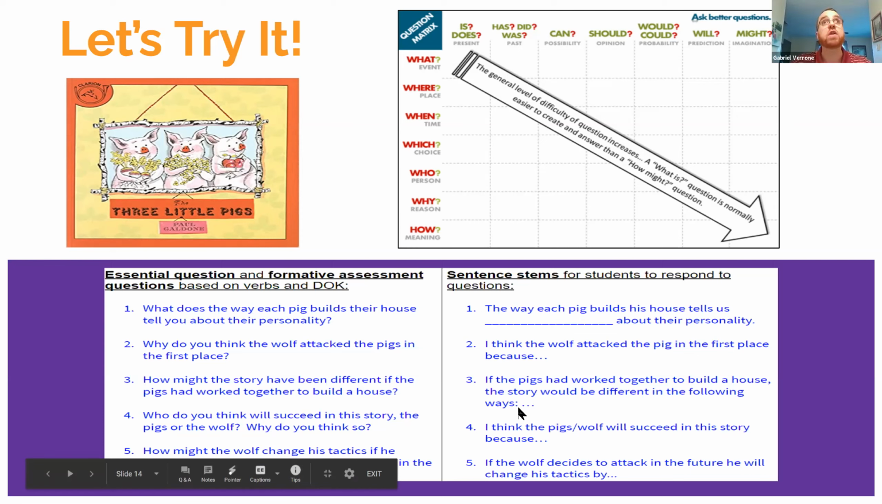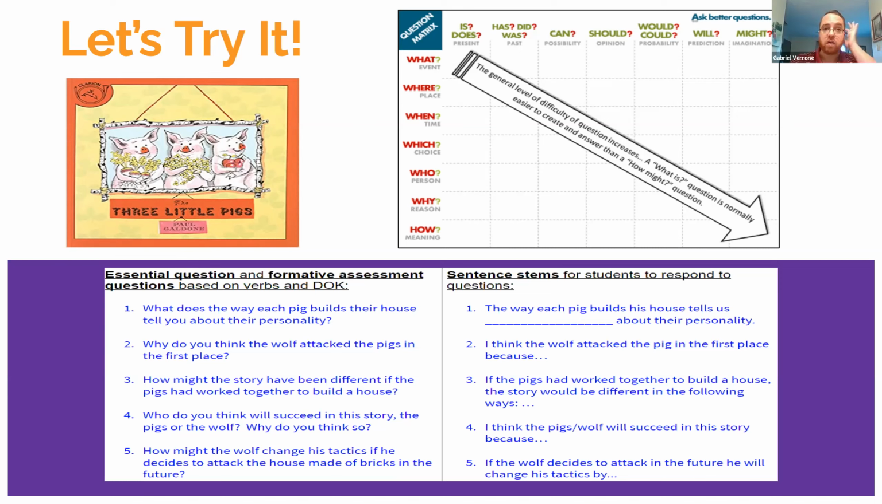If this child can only give me one way, great. If they can give me multiple, even better, right? Now, if I'm doing character analysis, but I want to roll some predictions in there, right? Who do you think will succeed in the story, the pigs or the wolf? Why do you think so, right?